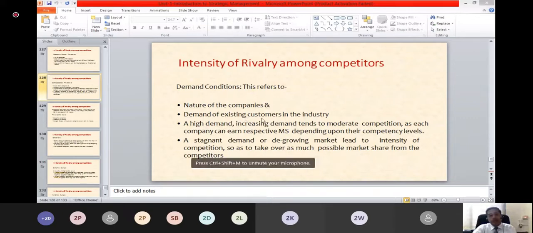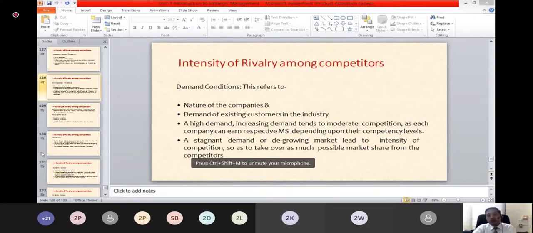High, increasing demand tends to moderate competition, as each company can earn respective market share depending upon their competency levels. So if there is an industry where there is very high demand, then each company will strive to get that particular market share, and there will be moderate competition.